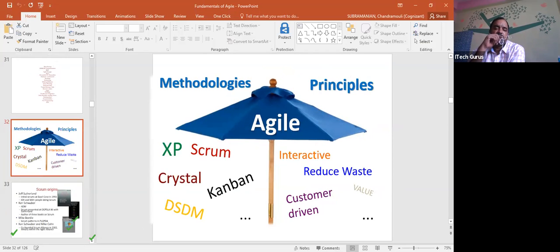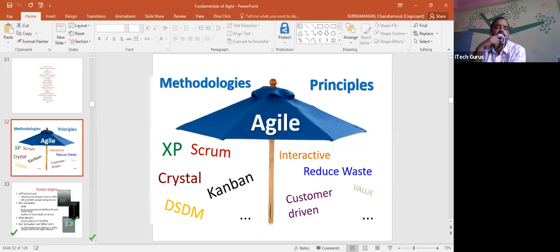Kanban is another methodology. So the methodologies are on this side of the table, and we have a lot of principles, right? We talk about 4 values and 12 agile principles, right? Based on that, all these methodologies are written. So please understand, agile is a concept umbrella within which a lot of methodologies are going around in the world, including SAFe Agile. That is another methodology, and it's also getting very famous.